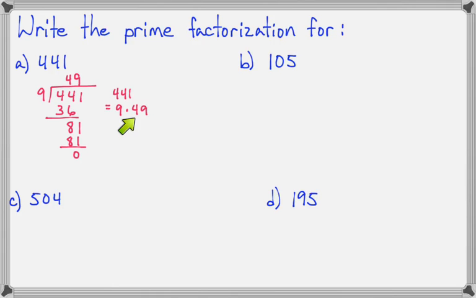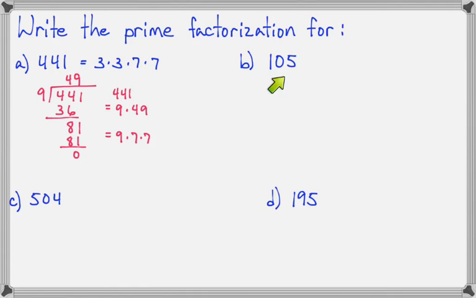Now 49 is not prime. 49 is 7 times 7. And also 9 is not prime. 9 is 3 times 3. So our prime factorization is 3 times 3 times 7 times 7. See, my two 3's come from here. 9 is 3 times 3.